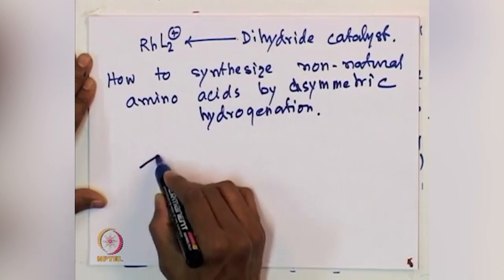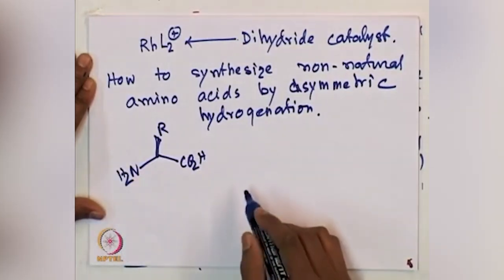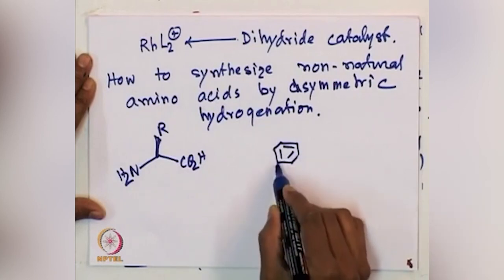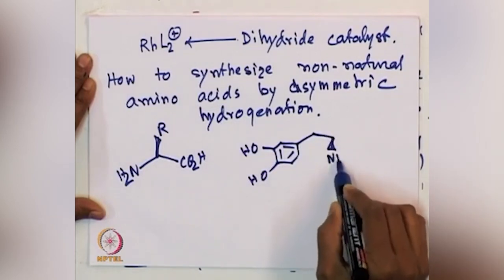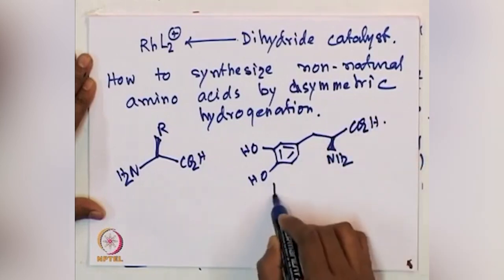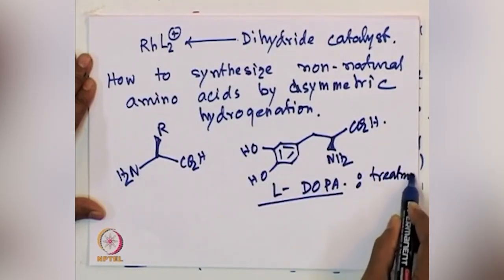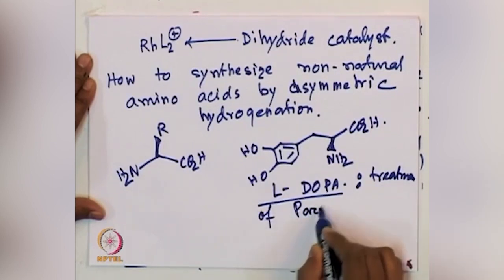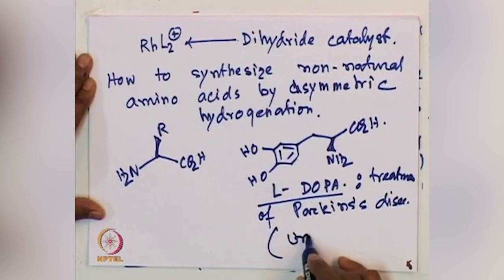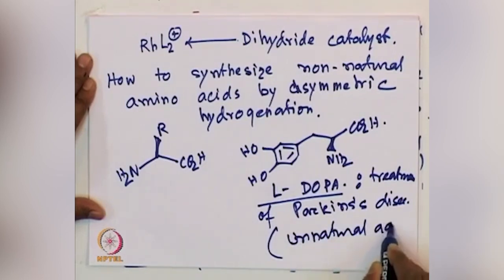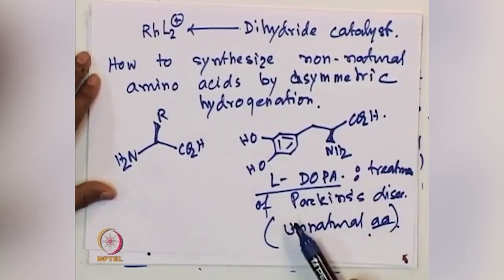First of all, let's try to look at the general formula of amino acid. This is the general formula, the general substrate for non-natural amino acid, and of course another very popular one is L-DOPA. Okay, L-DOPA is the one where you have NH2 and CO2H. So this is going to be your L-DOPA. This is the one which is used for treatment of Parkinson disease, as you are aware, and this is an unnatural amino acid. So you can understand that it is very, very important to synthesize this molecule, because this is the only good drug, let's say, for example, for Parkinson disease.